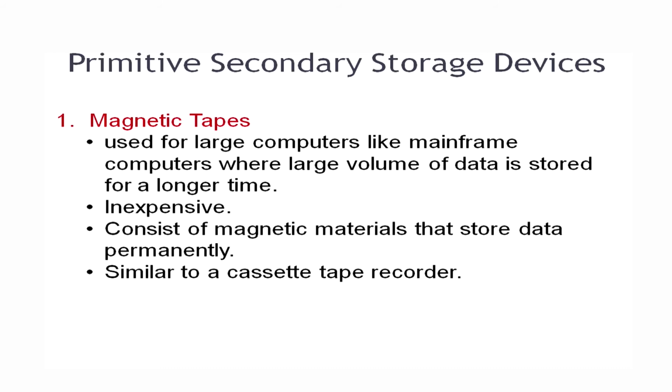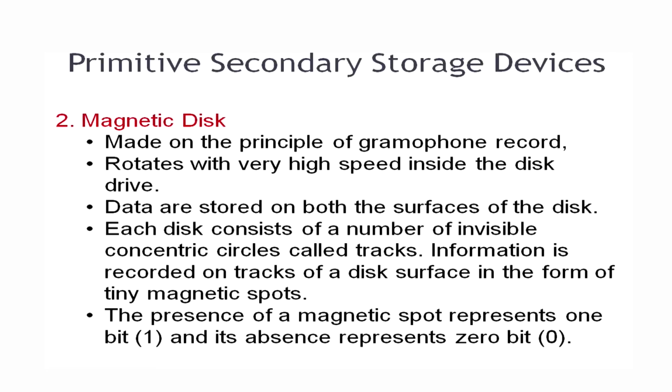They are quite inexpensive and they consist of magnetic materials that store data permanently, and they are very similar to the tape recorders that we used to have during the previous times. Next, we have the magnetic discs. You must have seen the gramophone records. So, a magnetic disc is just like a gramophone record.